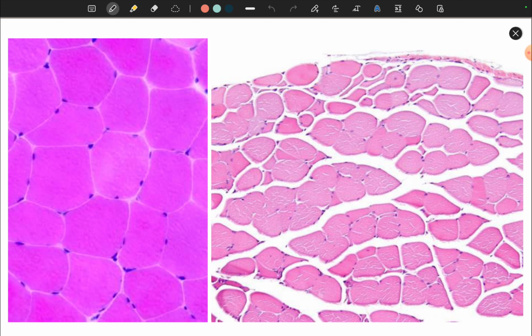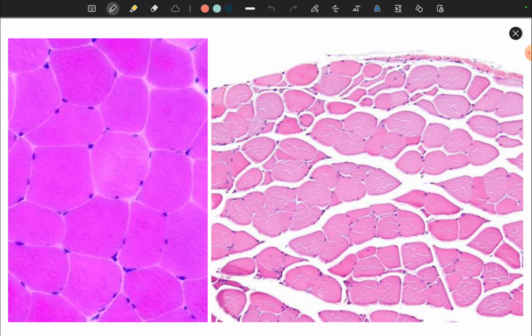But here, this is from a patient with atrophy. What do you see here? As your colleague said, there is a reduction in the size. You can see there is variation in the size. Some are still not so much affected. Others are highly affected, very small in size, some of the fibers. Others are larger in size, so there is atrophy.